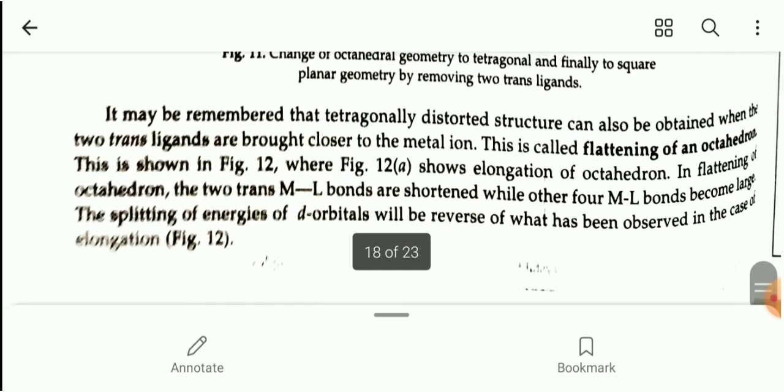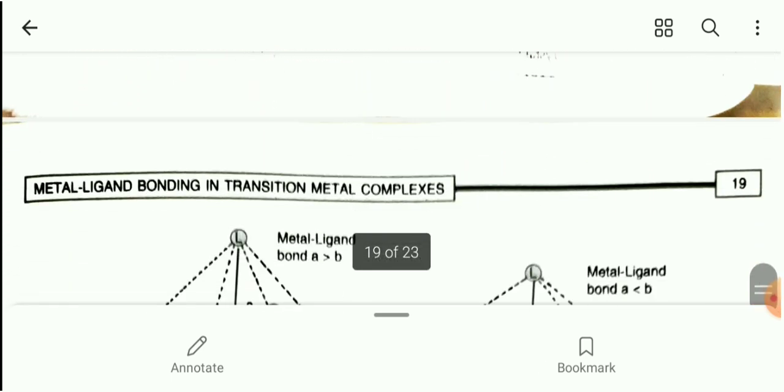It may be remembered that a tetragonally distorted structure can also be obtained when the two trans ligands are brought closer to the metal ion. This is called flattening of an octahedron. This is shown in figure 12, where figure 12a shows elongation of the octahedron. In flattening of an octahedron, the two trans M-L bonds are shortened while the other four M-L bonds become longer. The splitting of the d orbital energies will be the reverse of what has been observed in the case of elongation.